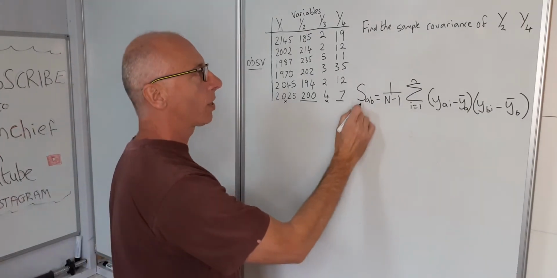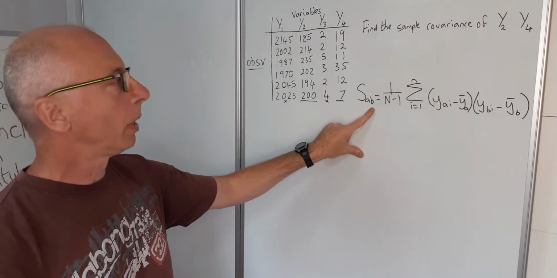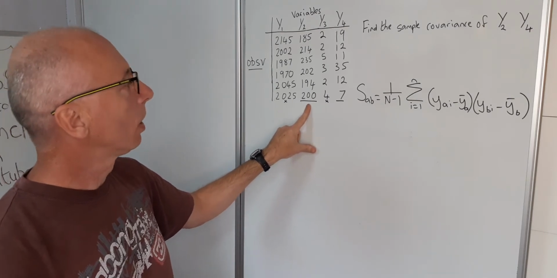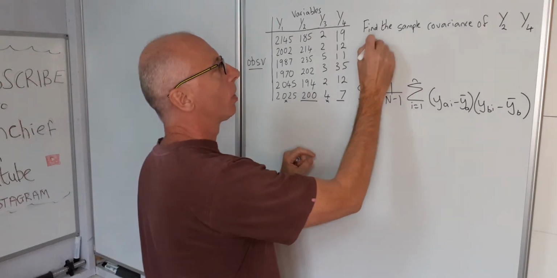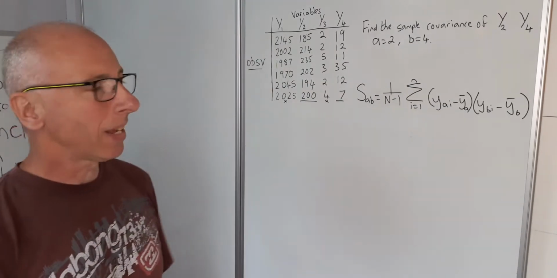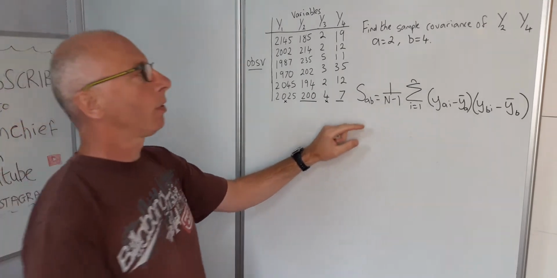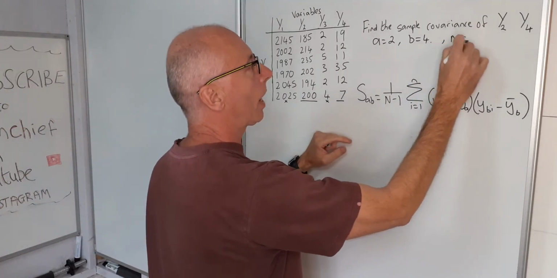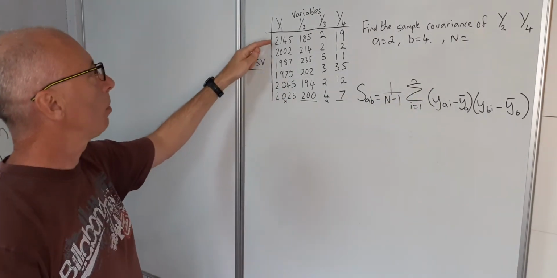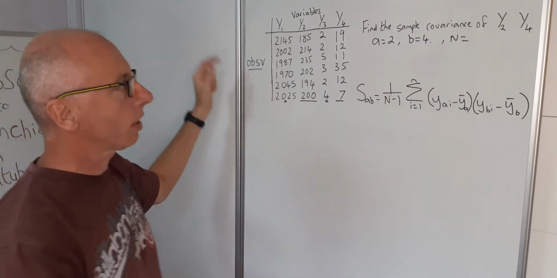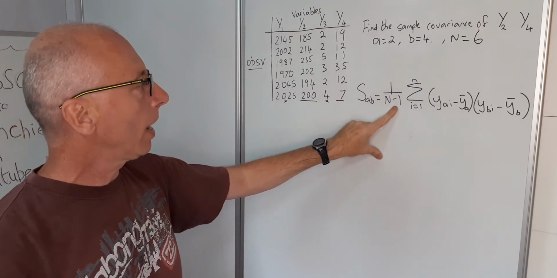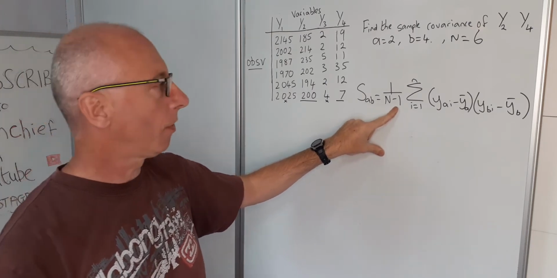S stands for the sample covariance of A and B. In this case, A would be 2 and B would be 4, so we'll let A equal 2 and B equal 4. That will break that down. N is the number of observations, and the observations are 1, 2, 3, 4, 5, 6. So N equals 6. Here we've got 1 over N minus 1, so that's going to become 1 over 5.